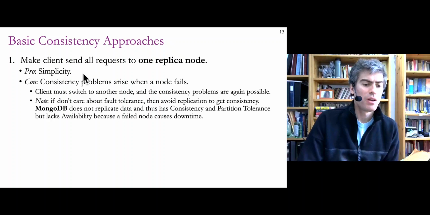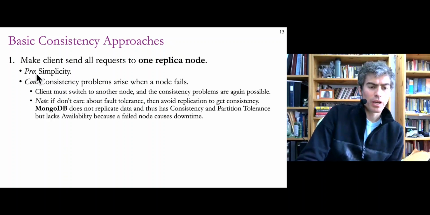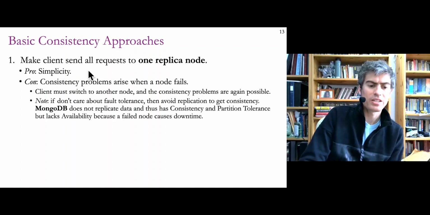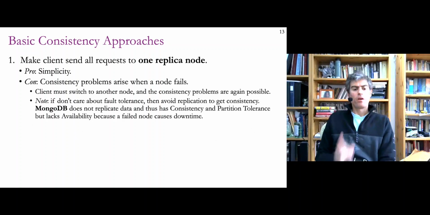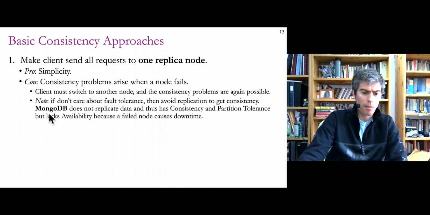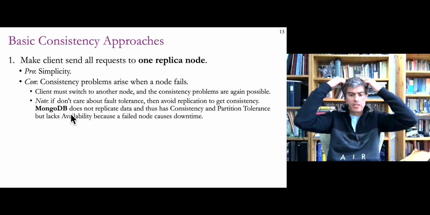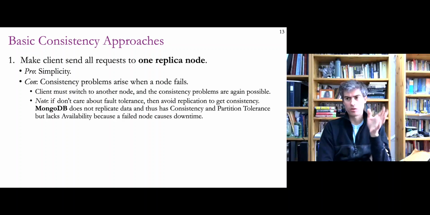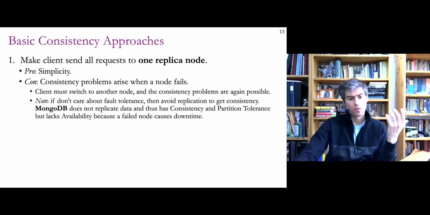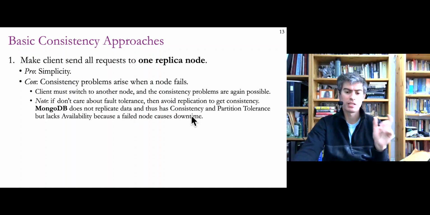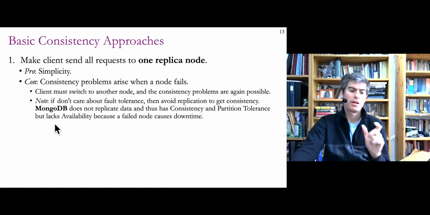So actually, I guess this con is pointing out that it's not really feasible to make the client send all requests to one replica node, because replicas are going to fail. So we can't just rely on this for consistency. Although, that doesn't mean this is totally invalid. MongoDB actually doesn't have replication, so that's also one way to avoid inconsistency. All the data is stored in one node, and so from the CAP theorem, it has C and P. It has consistency and partition tolerance, but it lacks availability.